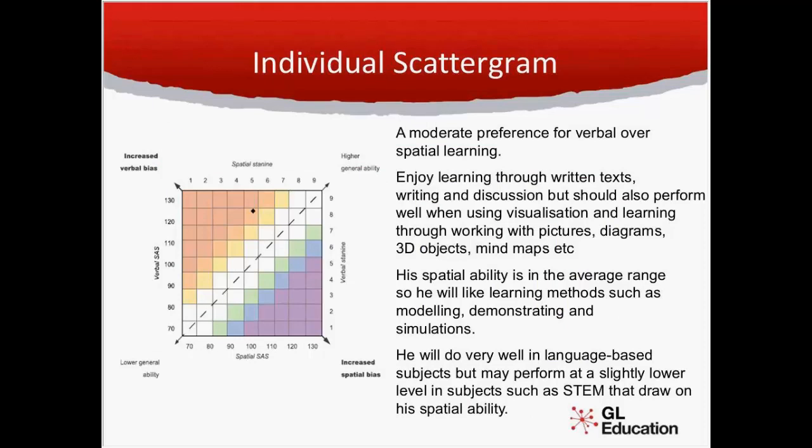This is what CAT4 then goes on to say about me, and it's useful context in that this is absolutely true for me in terms of identifying how I learn best. It says I'm going to enjoy learning through written text, writing, and discussion. Yes, I did all of those things. Anybody that knows me knows I question and question and question when I'm trying to learn things. It also says that I'm going to perform well when using visualization and learning through working with pictures, diagrams, 3D objects, and mind maps. That was absolutely me as well.